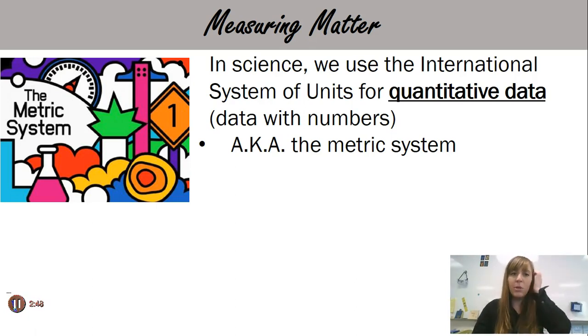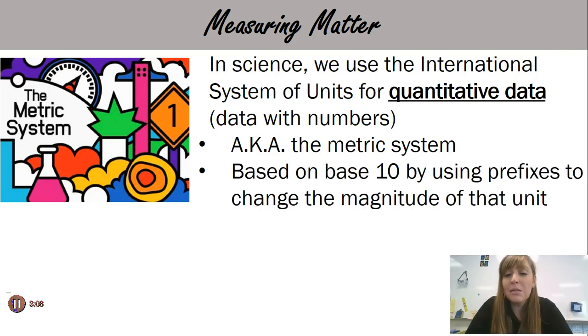There's a few differences between the metric system and the SI system. The metric system uses Celsius, whereas in the International System of Units, or SI, Système International, which is French, we use kelvins. But they're pretty much the same thing. And what's great about this is it's based on base 10. So by using prefixes, we can change the magnitude of that unit.